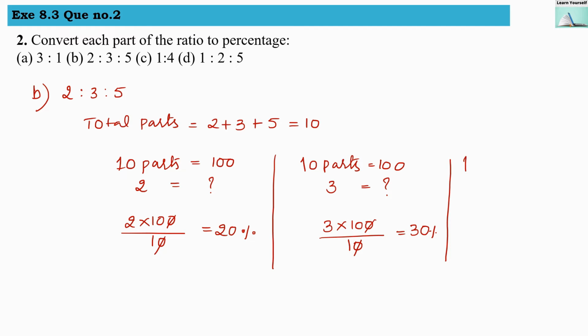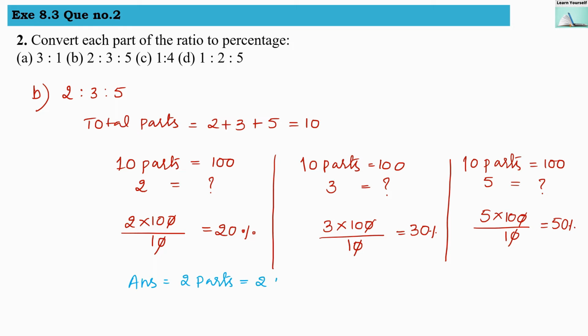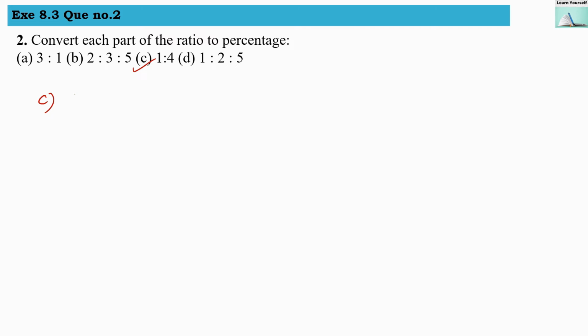That also we can do, or we can follow the unitary method for the third one, that what will be the percentage for 5 parts. So 5 into 100 divided by 10. So it will give us 50%. So our answer here is 2 parts equals 20%, 3 parts equals 30%, and 5 parts equals 50%.